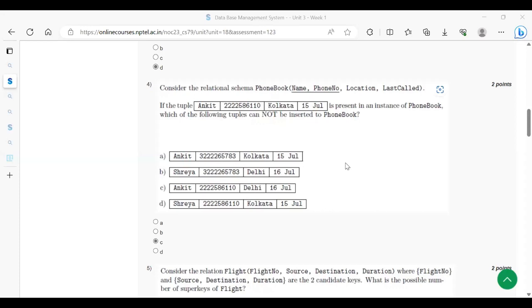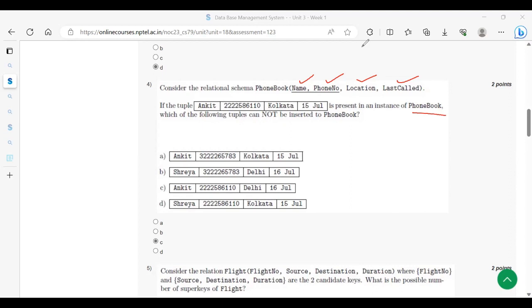So we'll go for the fourth question. If you see here in the fourth question, what we have. Remember, the fourth question is: consider the relation schema phone book, which contains a name, phone number, location, and last call. If the tuple Ankit, 425861110, Kolkata, 15 July is present in the instance of phone book, which of the following tuples cannot be inserted in the phone book?